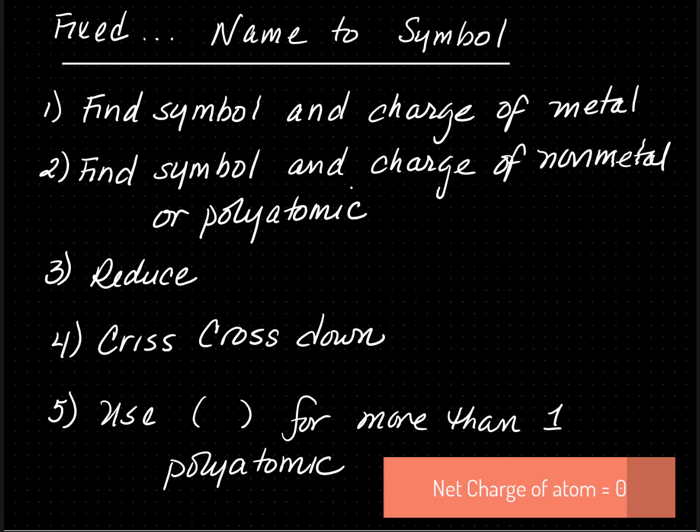The general rules for writing fixed ionic compounds from name to symbol are: 1. Find the symbol and charge of the metal. 2. Find the symbol and charge of the nonmetal or polyatomic. 3. Reduce. 4. Crisscross down. 5. Use parentheses for more than one polyatomic. For this class, all the polyatomics will be negative in charge, except for one, which is ammonium, NH4, which will behave like a metal.